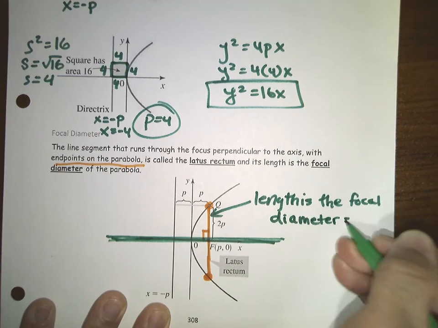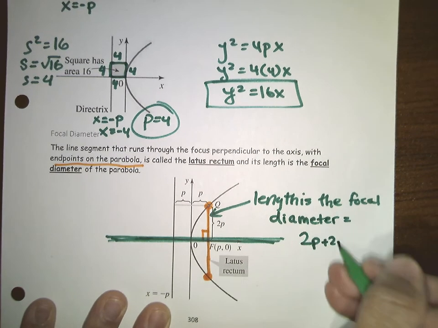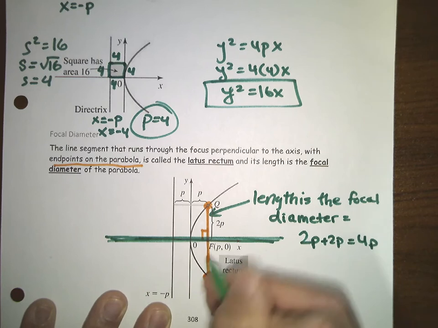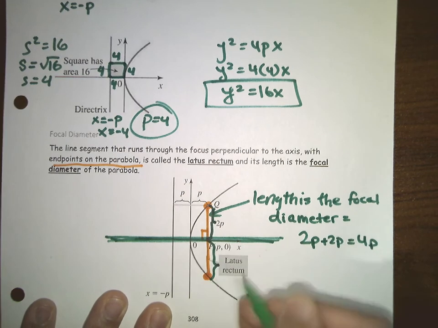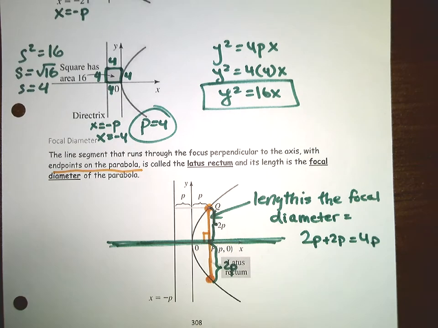So that would be 2p plus 2p is 4p. So this distance right down here, see how this one was 2p? So this one will be 2p also. So then that will be 4p. So really, if you think about it, that 4p shouldn't seem unfamiliar because that's where the 4p comes from in the equation 4px. All right, so keep that in mind as well.